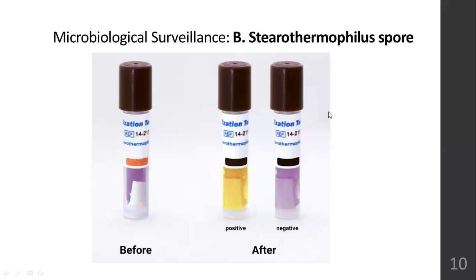When you use both chemical indicator and biological indicator together, that's the best way to move forward. Don't just depend on one thing. If you're using both, it is much better. Is it clear to all?